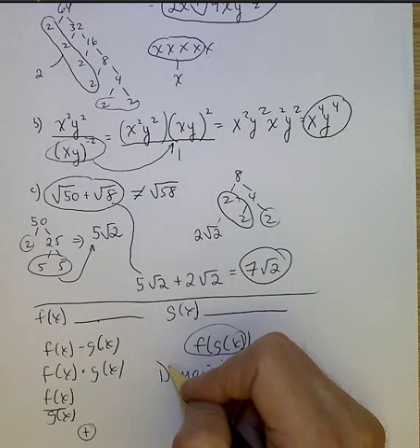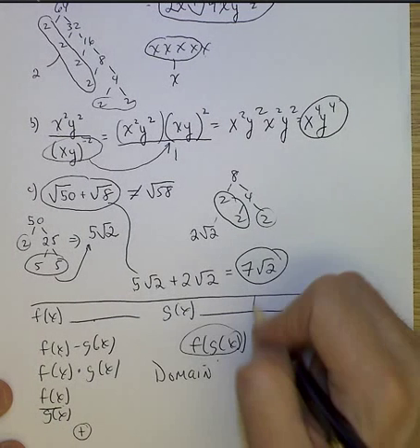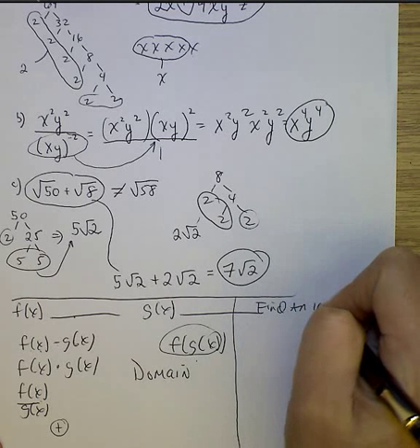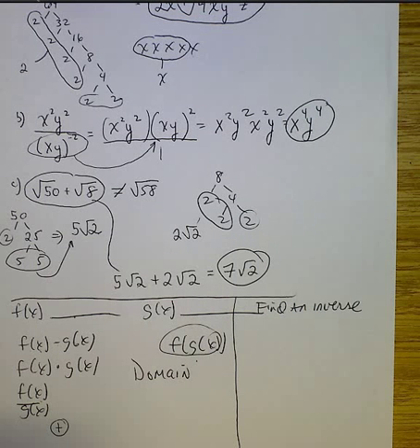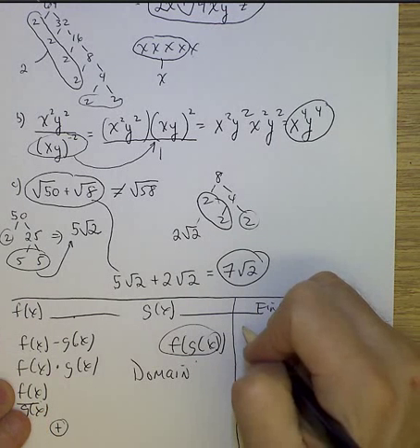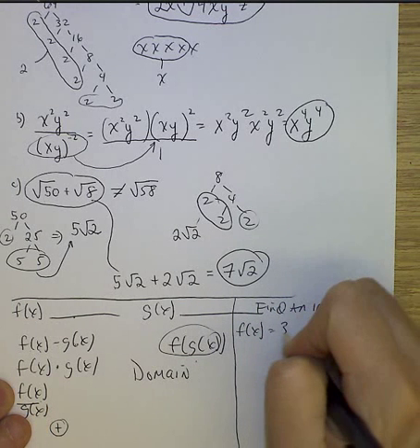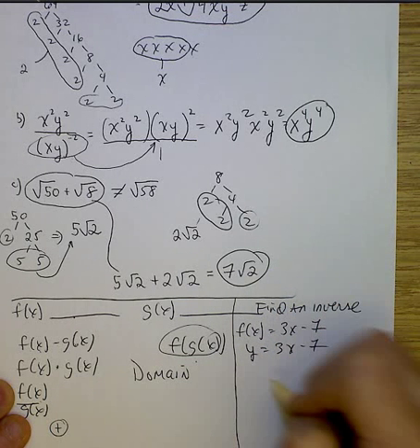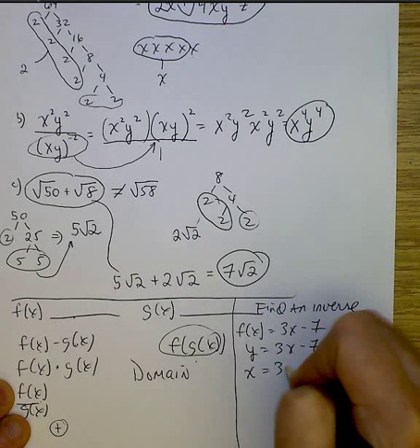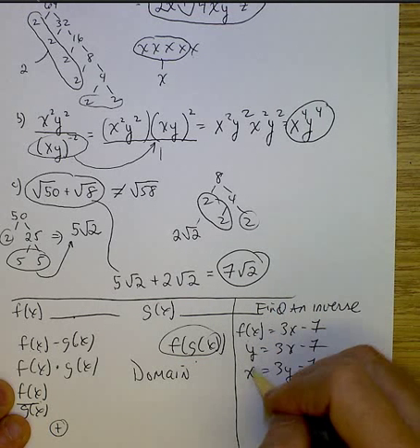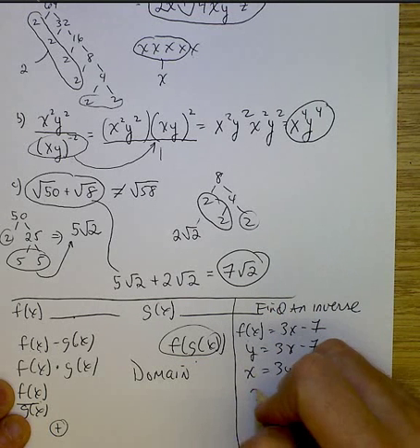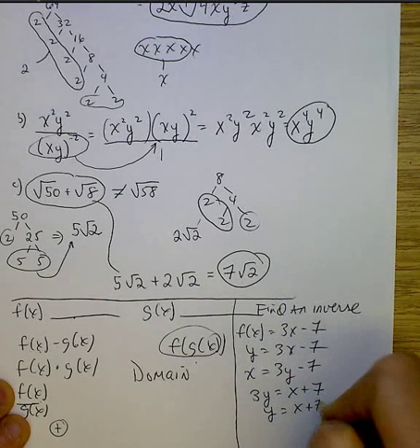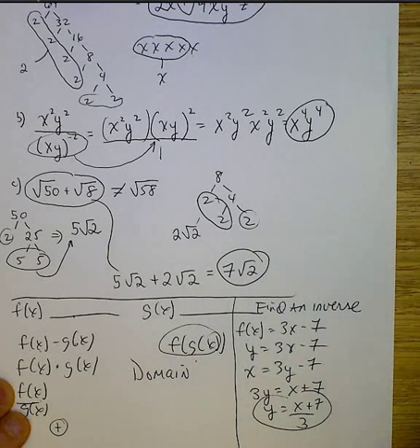The next section is going to be a bunch of random things. I'm going to have you find an inverse. And remember, to find an inverse, if I gave you f of x equals 3x minus 7, remember f of x is the same as y. You're going to swap your x's and your y's, so y to x and x to y, then you're going to solve for y, something like that.